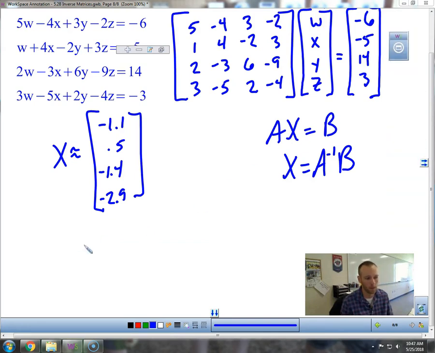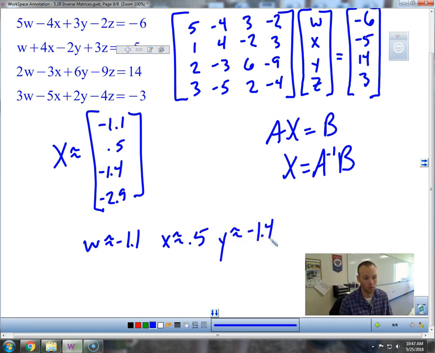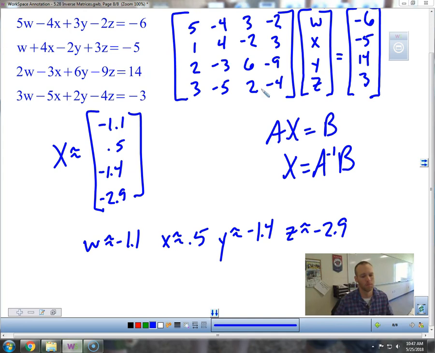So now we have every variable. W is about negative 1.1. That was our top. X is about 0.5. Y is about negative 1.4. And Z is about negative 2.9. Alright, so as long as you have a system in the correct order, write your coefficient matrix, your constant matrix, call it A, call it B. X equals A inverse times B. Using the technology that we have, we can solve these systems very quickly.